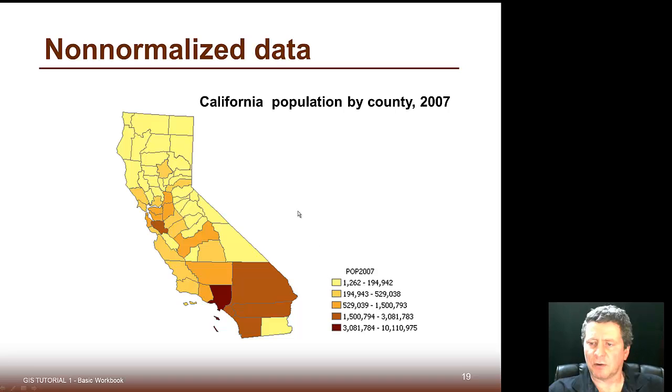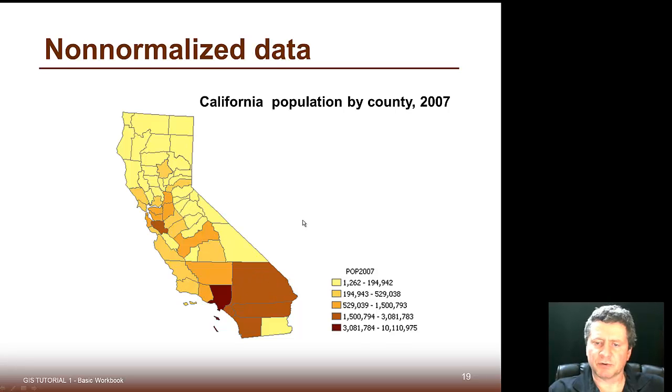Here's the population. So when we look at non-normalized data, we look at the population. Certain counties look pretty good. It looks like there's a lot of population here and in this centralized area and so on. So that's the population by county. But of course, these are really big counties. So let's see what happens next.